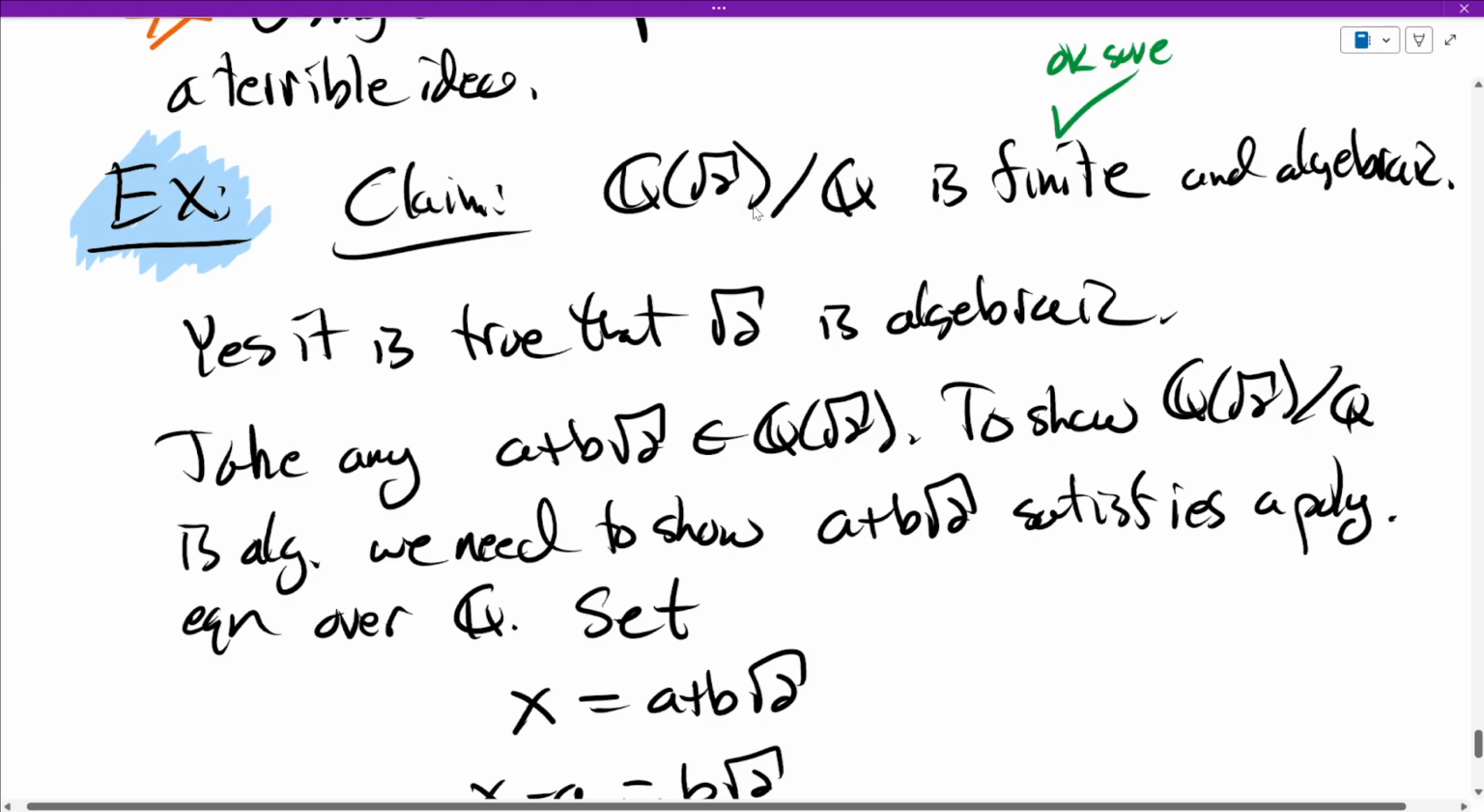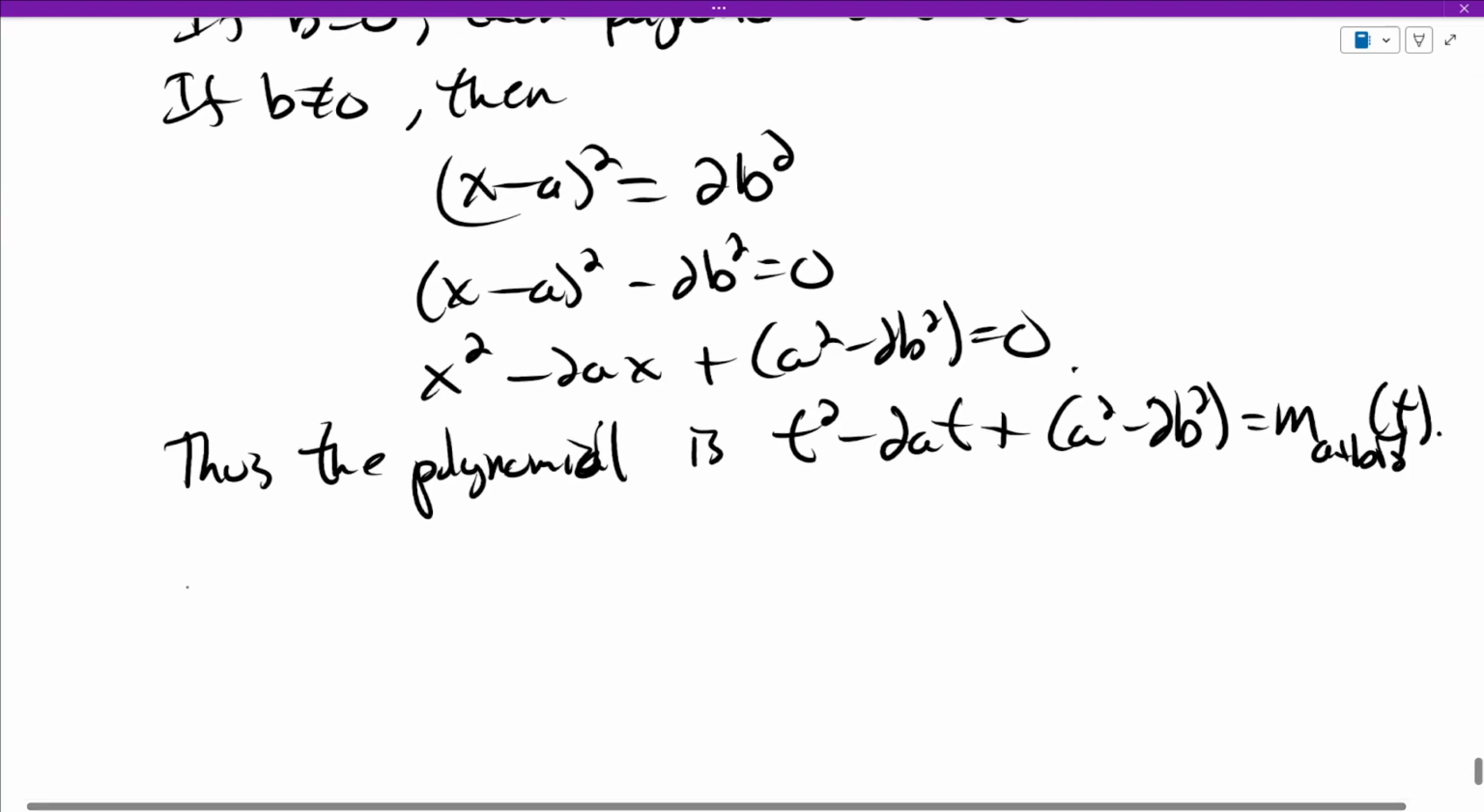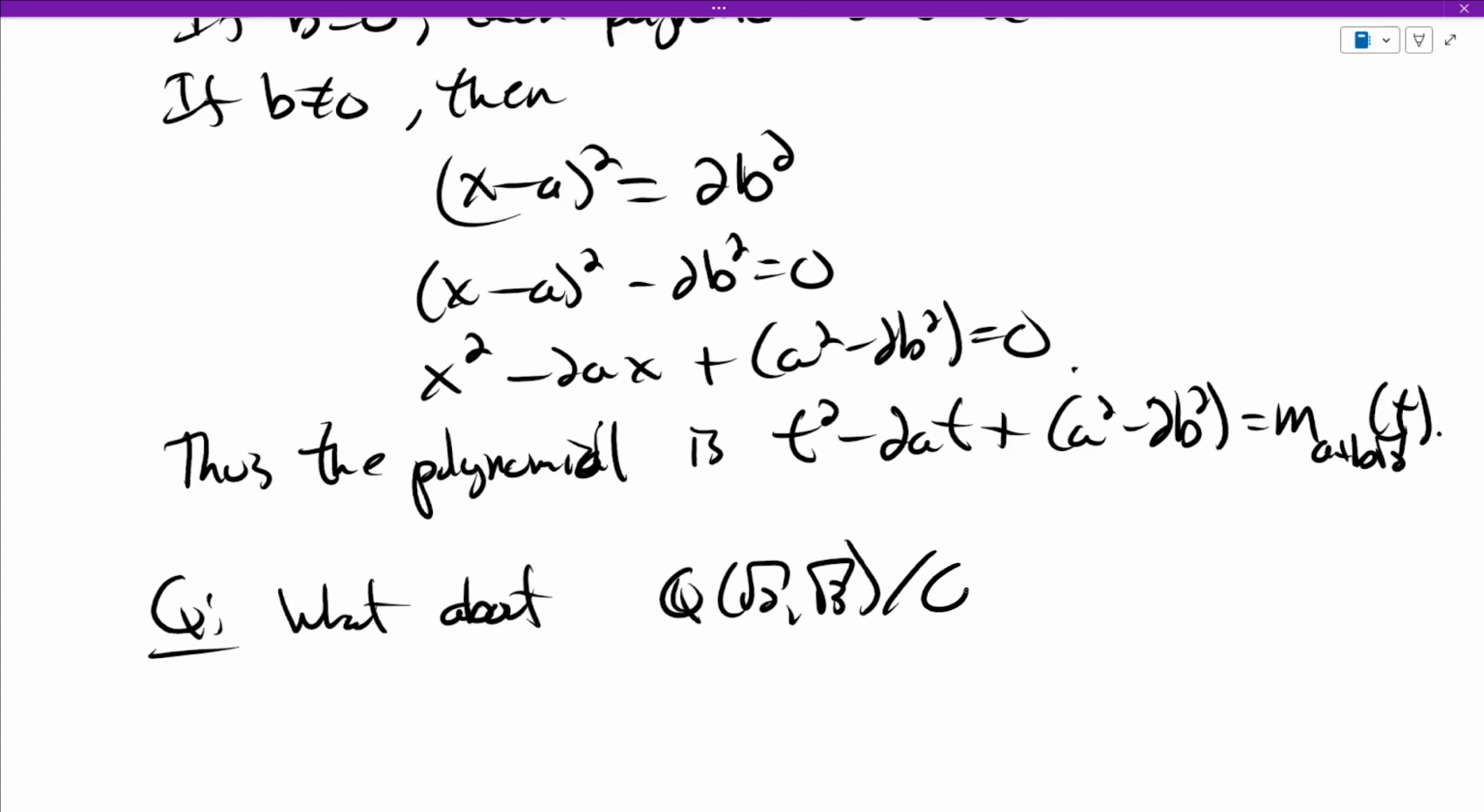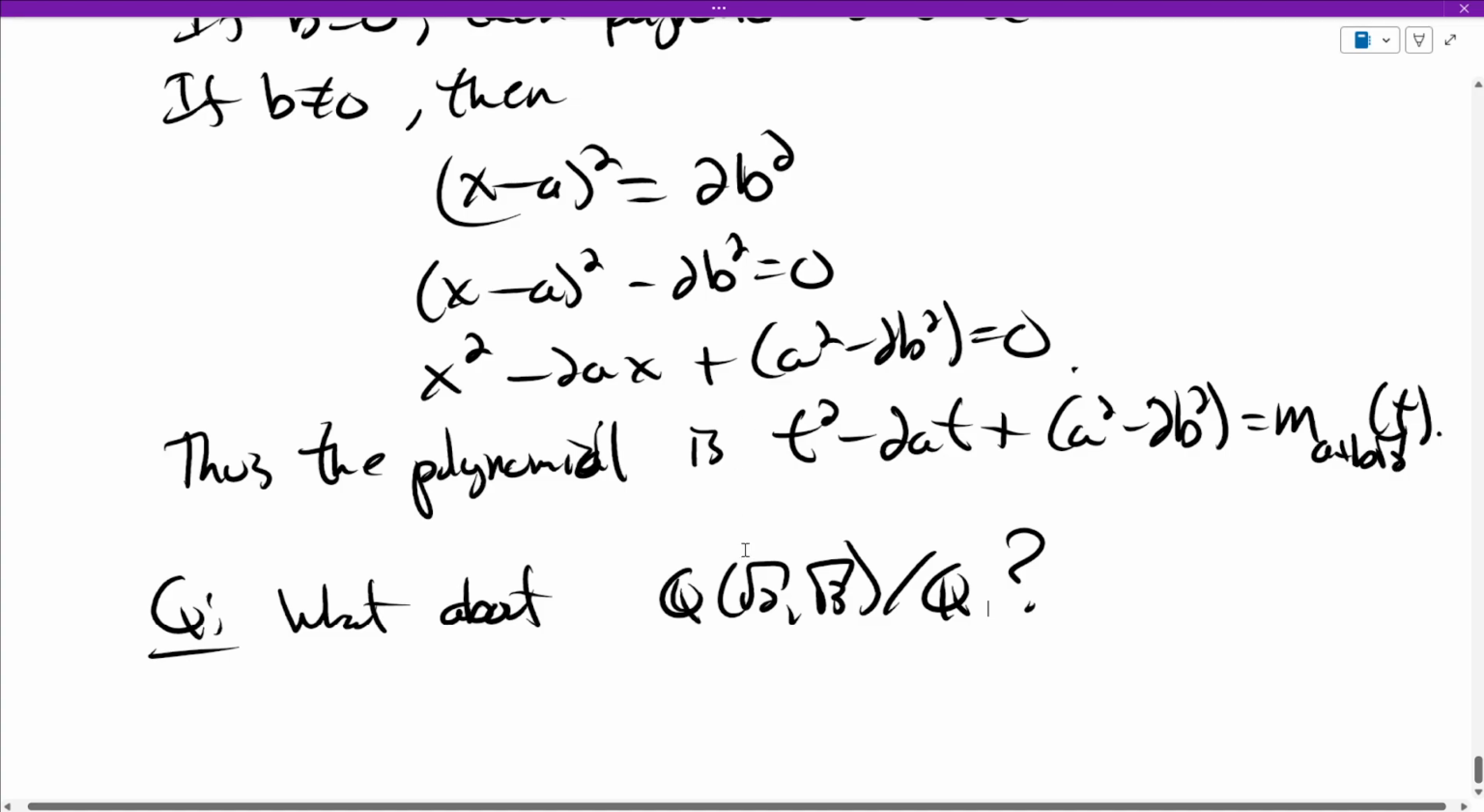Now take a moment and just imagine what this would be like if I was to ask you the following question. Is the extension Q adjoin root 2, root 3 over Q algebraic? Well, certainly root 2 and root 3 individually are, but what polynomial do we cook up where we take a random element here? What polynomial does a random element here satisfy? That's what I want to say.